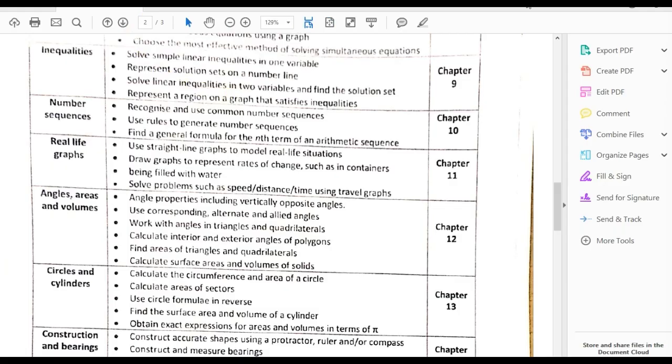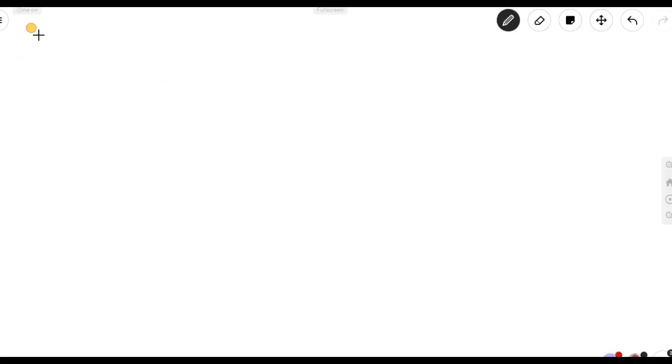Now we have a question: 2x plus 3y is greater than or equal to 6. I need you to draw a graph and shade the region that contains those points which satisfy this linear inequality involving two variables. You can see that the degree of this inequation is 1.